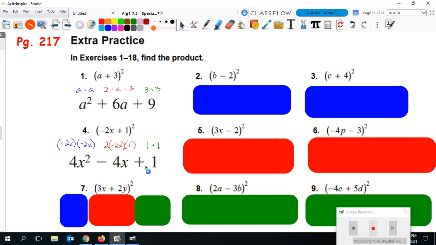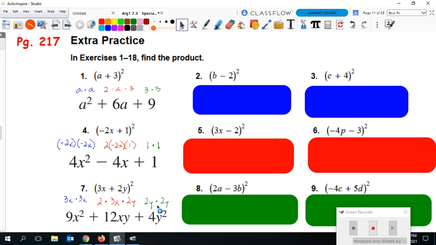And then for number 7, we start with 3x. We're going to multiply that by itself. So 3x times 3x is a 9x squared for the first one. And then 2 times these two times each other. So 2 times 3x times 2y, well, that's going to be 12xy. So 2 times 3 is 6, times 2 more is 12. And then you have an x and a y on that one. And then 2y times 2y, 2y times itself for the last one. That's going to give us 4y squared. It is positive, so plus 4y squared.